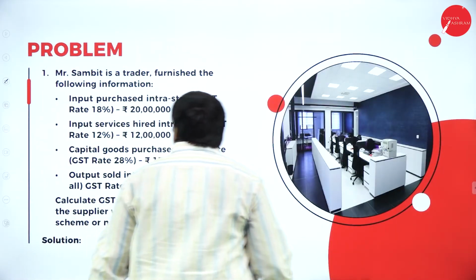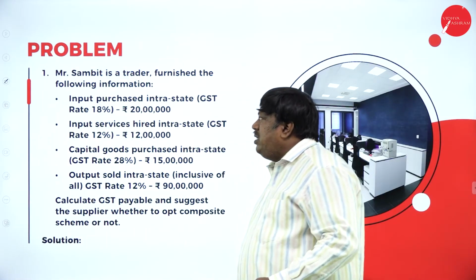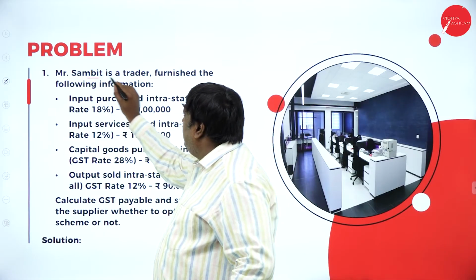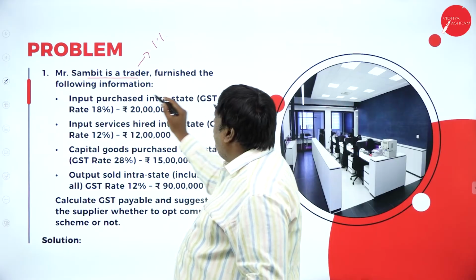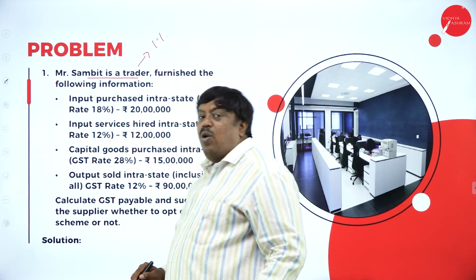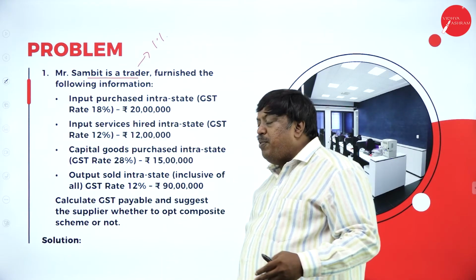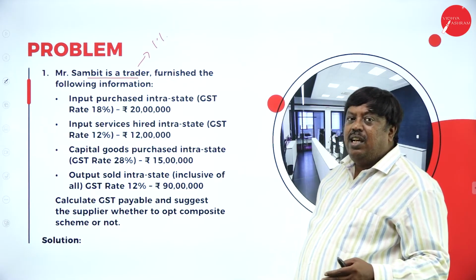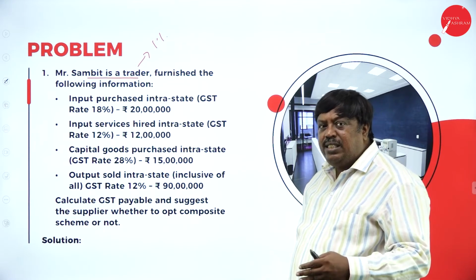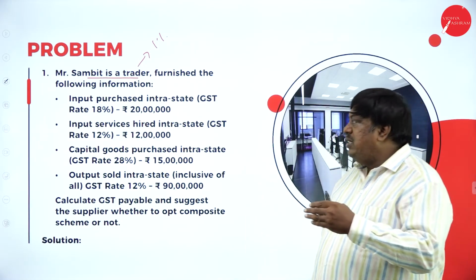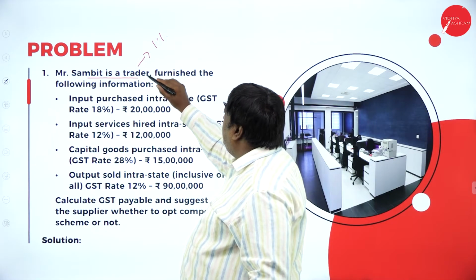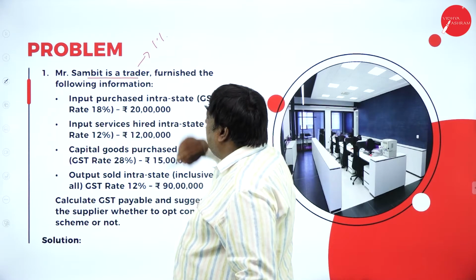Now, let us consider a problem here. Mr. Sambit is a trader. Trader means it will be totally 1%. The following information is provided, and we are asked to calculate the GST under the normal scheme as well as the GST under the composite scheme. If it is GST under the composite scheme, it will be 1%.